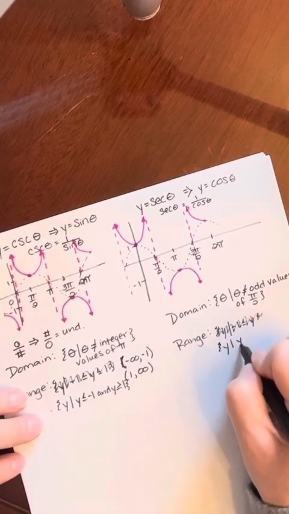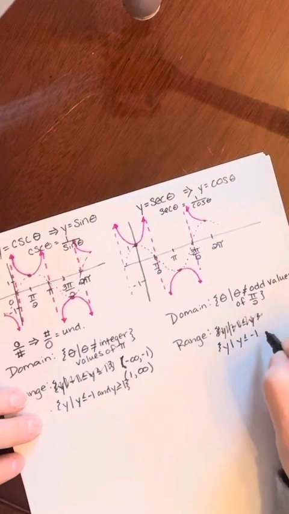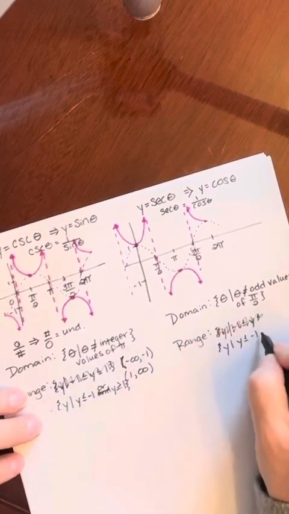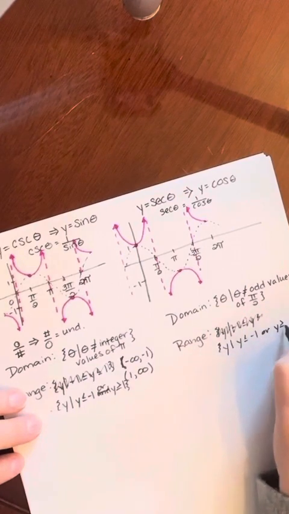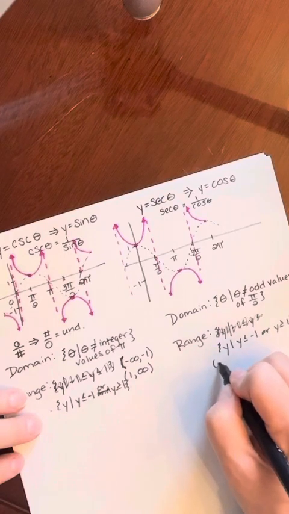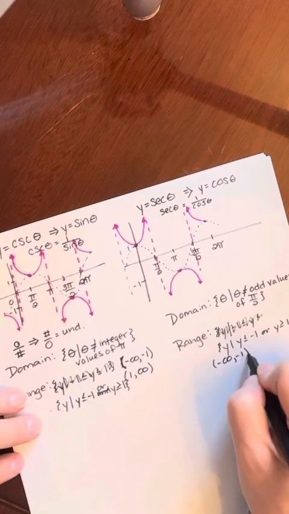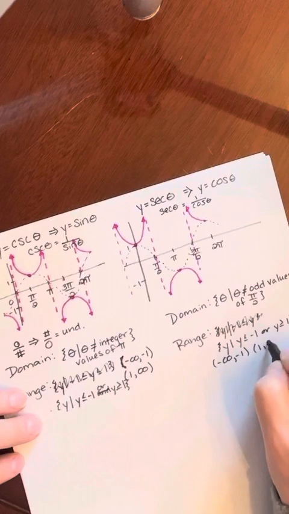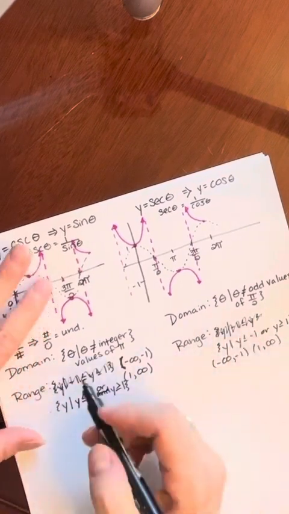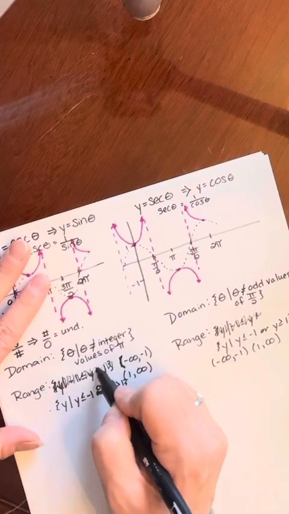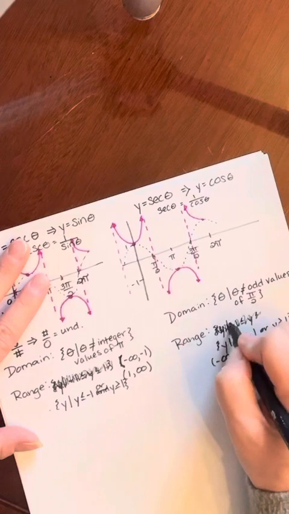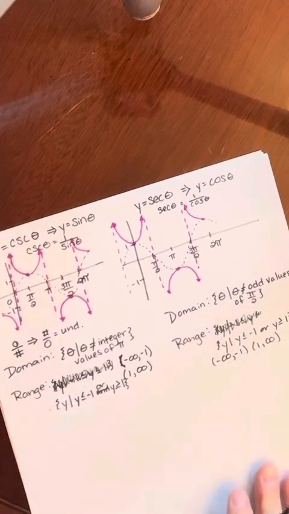Y such that y is less than or equal to -1. Actually, it's not an and, it's an or. Or y is greater than or equal to 1. Interval notation, you go from -infinity to -1, 1 to infinity. Sorry about that mess up, you guys. I hope that it makes sense now, because I gave you the range of the sine and cosine function, not the reciprocal.